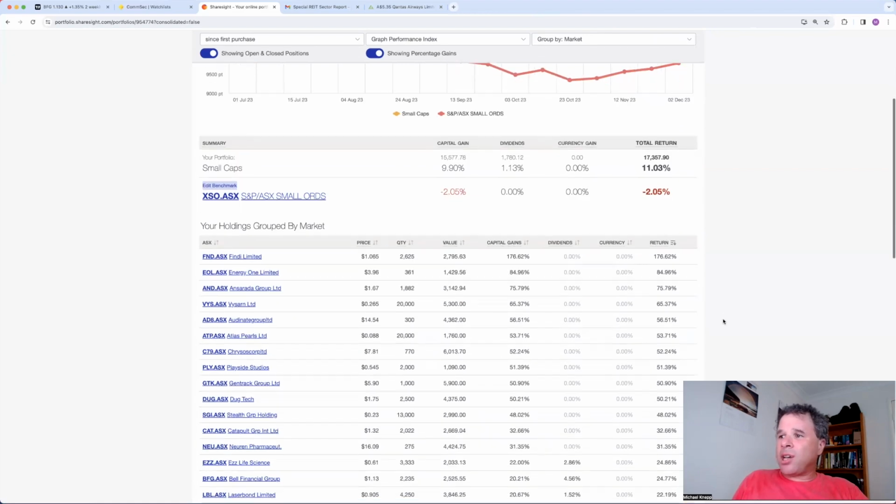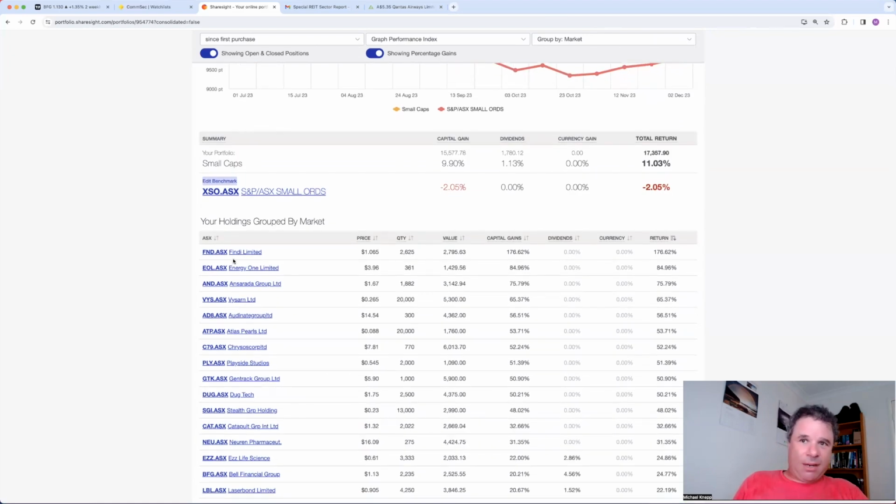Keep going down the list. So we have to go all the way down to number 10 or so before we have a company that is not above my best performing company in the quality portfolio. So that could be Catapult. I think it's Catapult. We also have Neuren Pharmaceuticals, EZ Life Science.